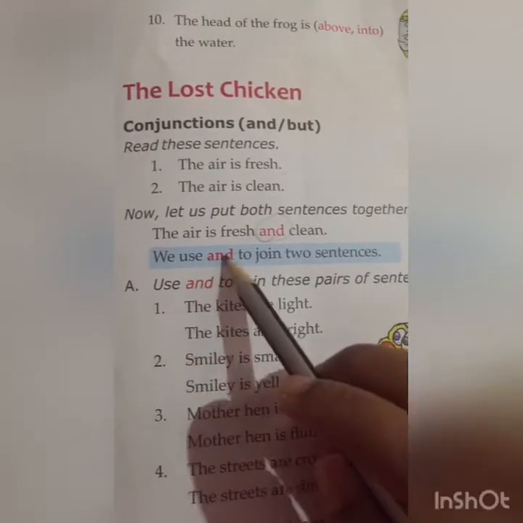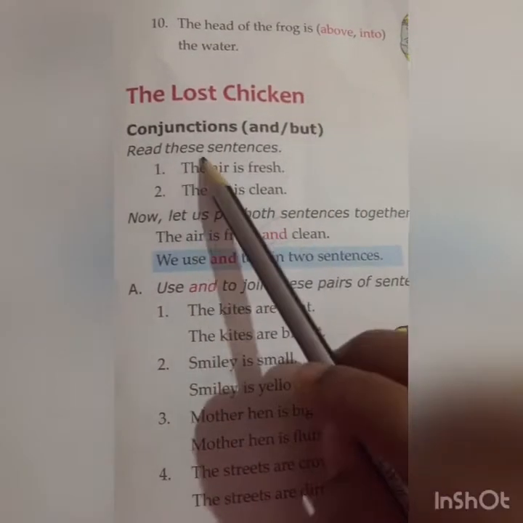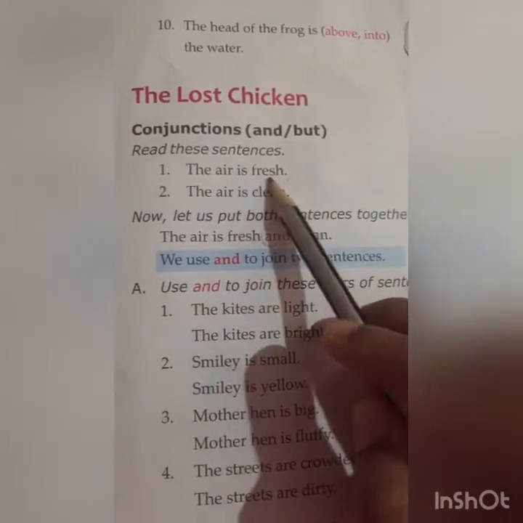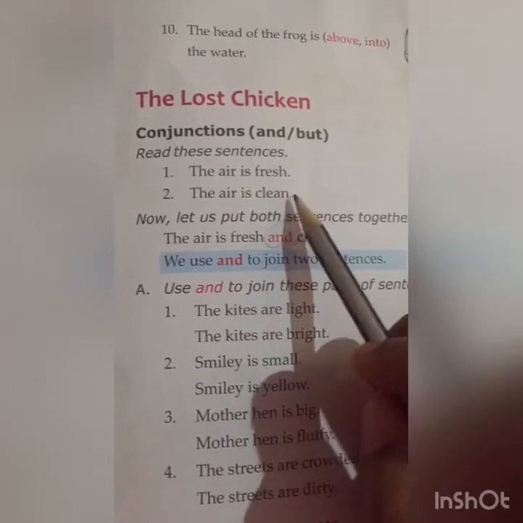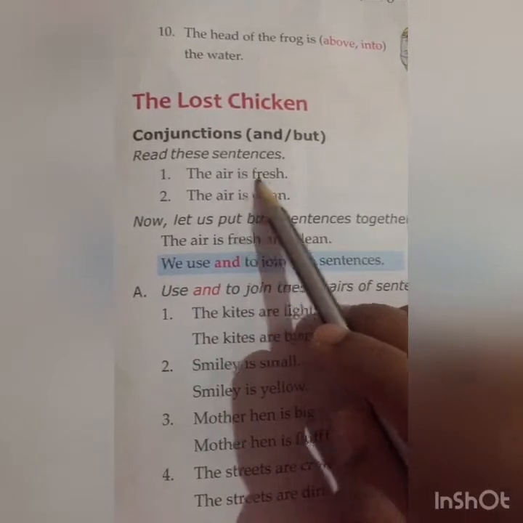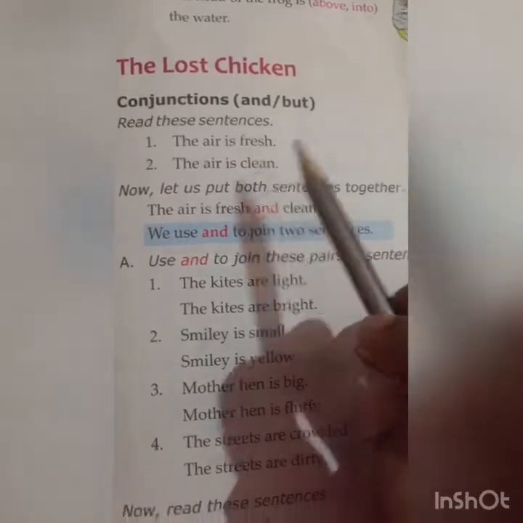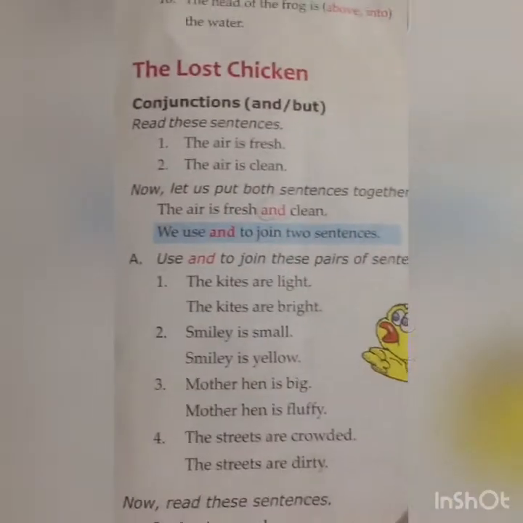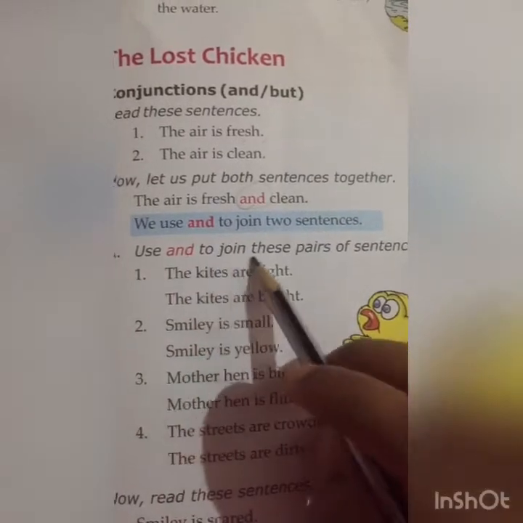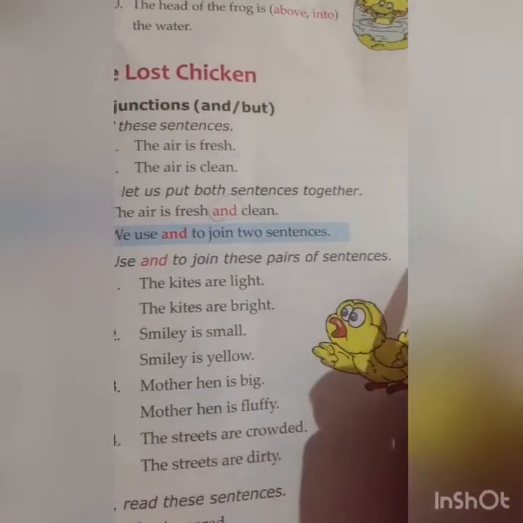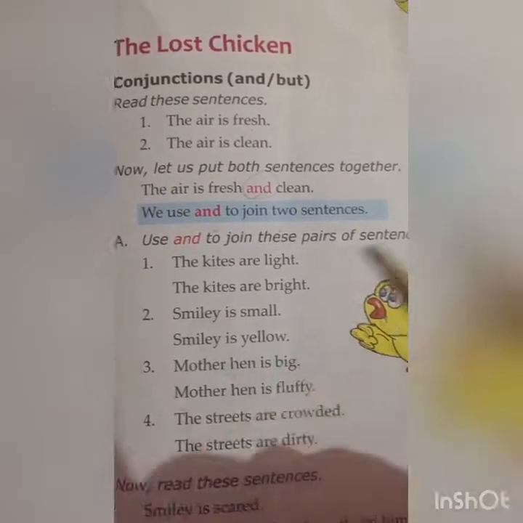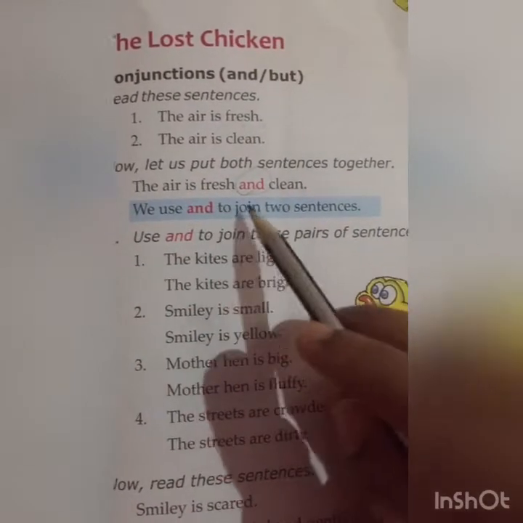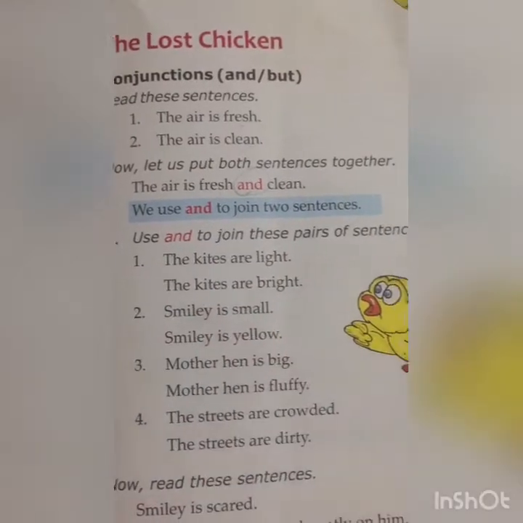Okay, how did we do that? The air is fresh, the air is clean. Joining together, how do we read that? The air is fresh and clean. Okay, now use and to join these pairs of sentences. Here are some more sentences given below. You have to use and to join these sentences together.